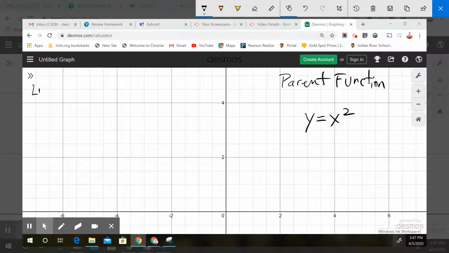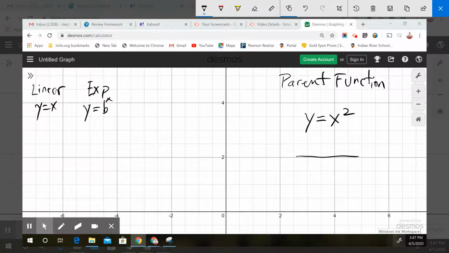Remember, for linear, it was y equals x, and for exponential, it was y equals b to the x power, where the x is the exponent. The parent for this one is y equals x squared. It is the simplest form of all quadratics.